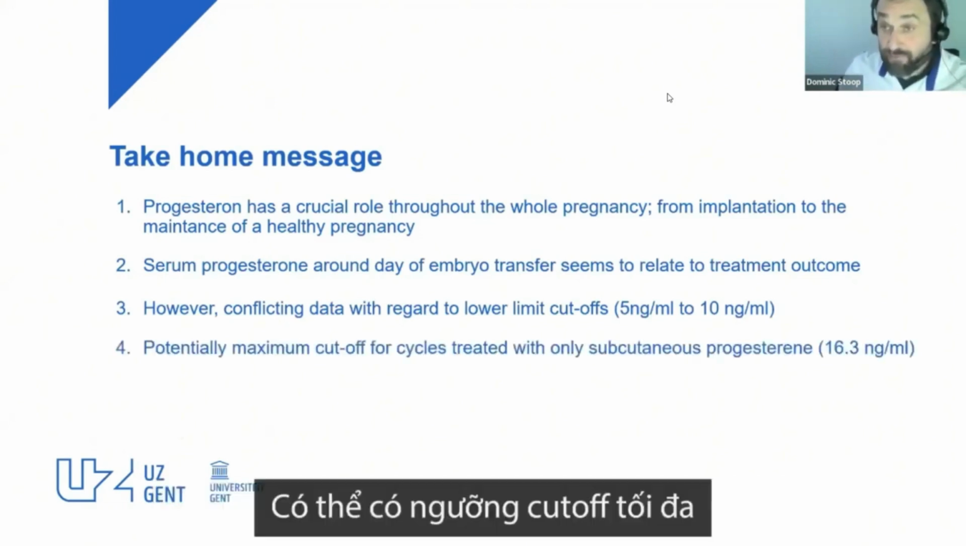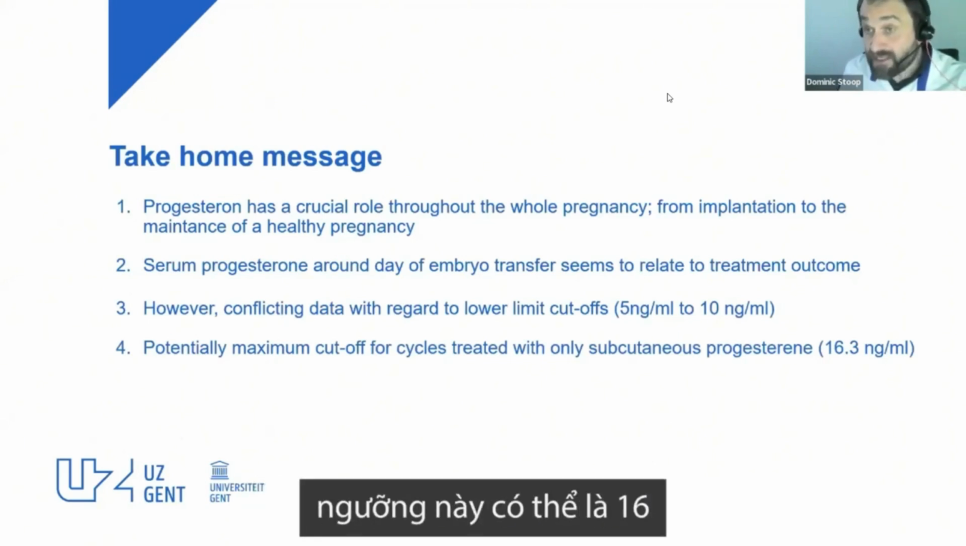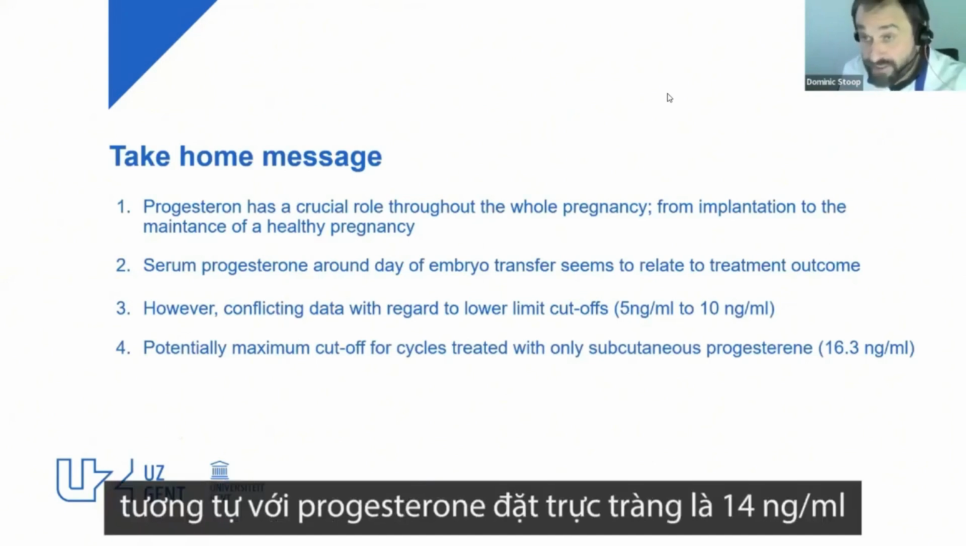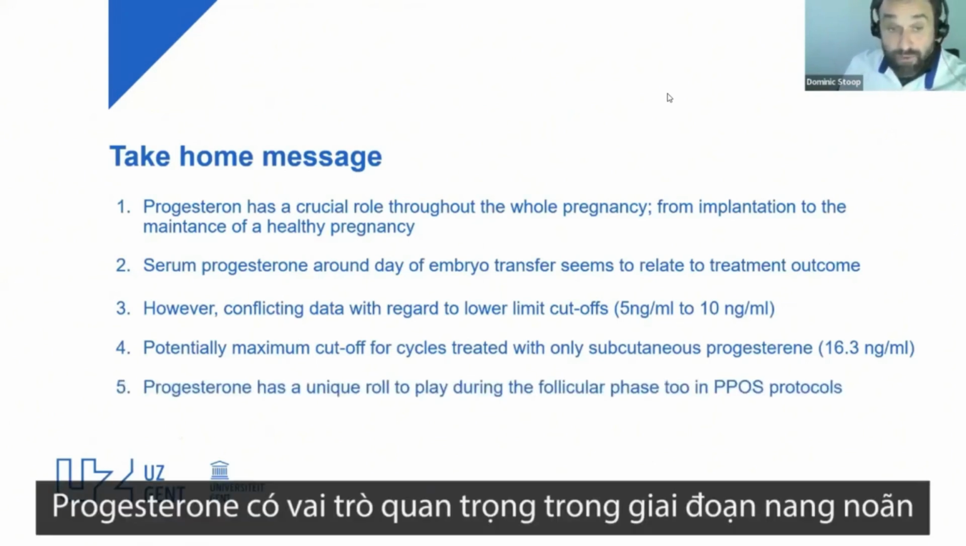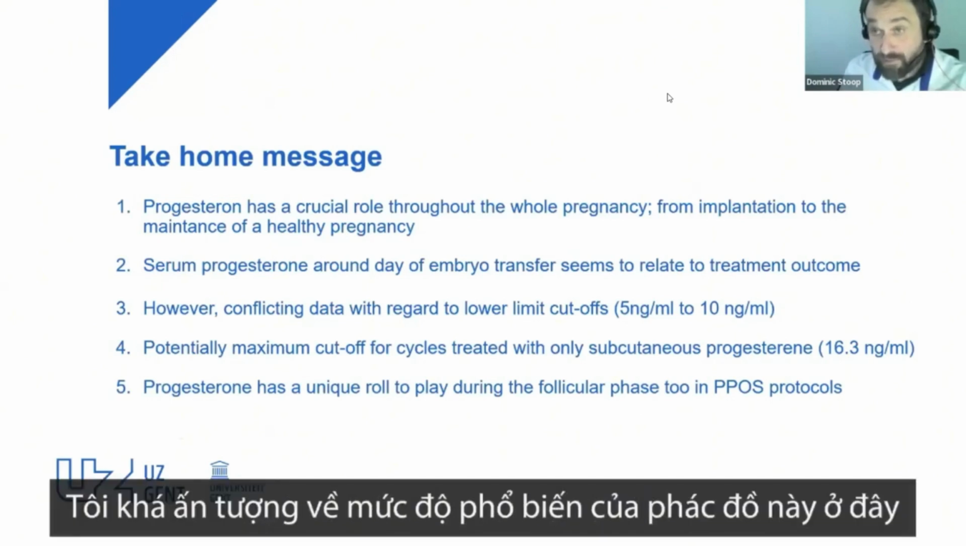Potentially, a maximum cutoff could be there too, and the important one to notice is that subcutaneous progesterone alone actually had this cutoff, 16, the same we've seen for the rectal one, which was 14 nanogram per ml. Progesterone has a unique role to play during the follicular phase. So the PPOS protocols are getting more and more popular, especially for colleagues in Asia. I'm quite impressed how often it's used there.